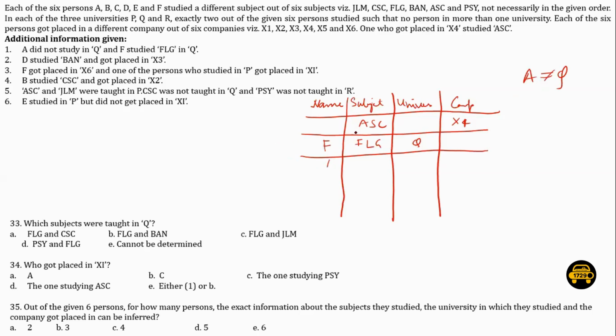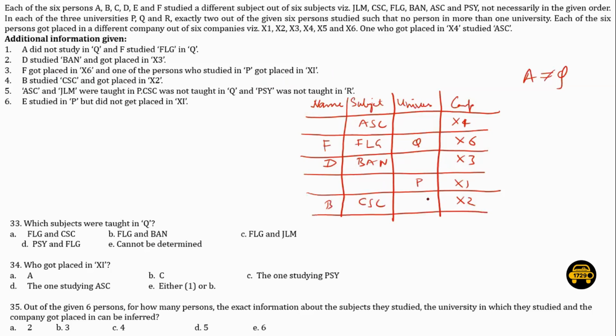Now D studied BA and got placed in X3. So BA is the subject. The person who studied it is D and got placed in X3. Then F got placed in X6. So the name of the company is X6. And one of the persons who studied in P got placed in X1. So this is P and let's take it X1. Now B studied CSC and got placed in X2. So this is a new person. Subject is CSC, name is B, and getting placed in X2.